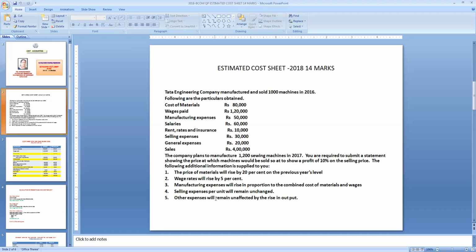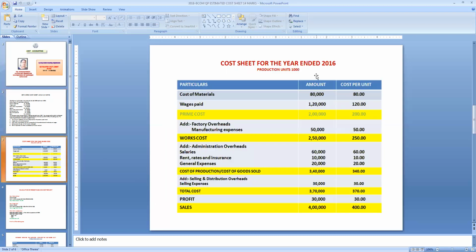Let us prepare for the year 2016. Cost sheet for the year ended 2016, the production units is 1000. Here we made a table which contains 3 columns: particulars, amount column and cost per unit. Let us take one by one the items given for the year 2016. The cost of materials is 80,000. If you divide by 1000, it is 80 rupees per unit. Wages is 1,20,000. If you divide by 1000, the cost per unit will be 120 rupees.